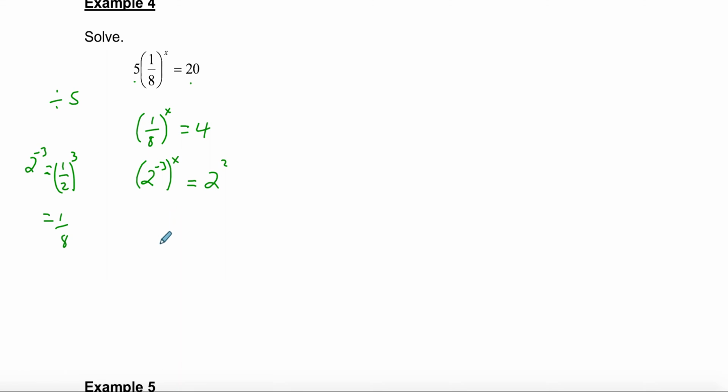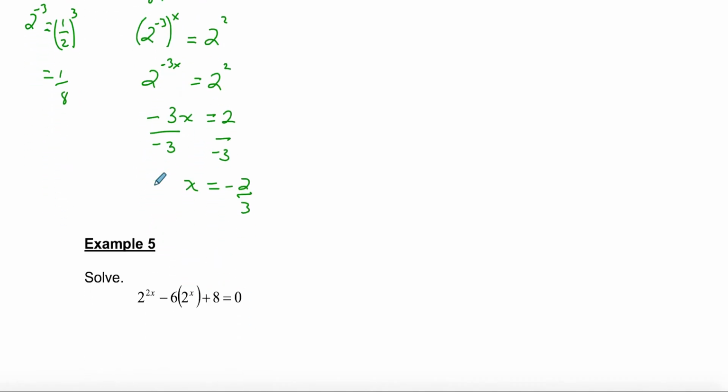Because I have a power of a power, I can multiply my exponents. So that's 2 to the -3x equals 2 squared. But now that my bases are the same, I can drop my bases and I can have -3x must equal 2. Divide both sides by -3 and x equals -2/3. So I know I've told you not to leave your answers with negative exponents, but just as a way of getting our bases to be the same, we were able to take 1/8 and write it as 2 to the -3.